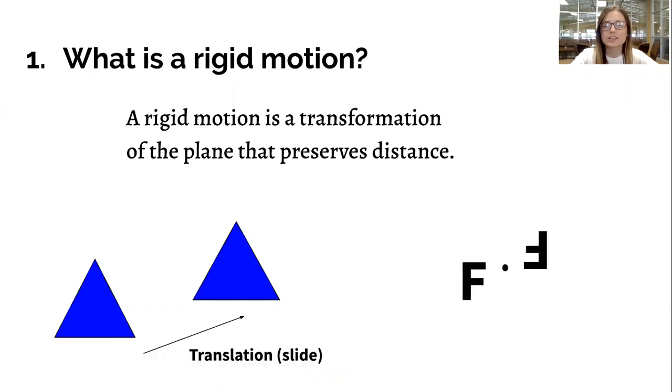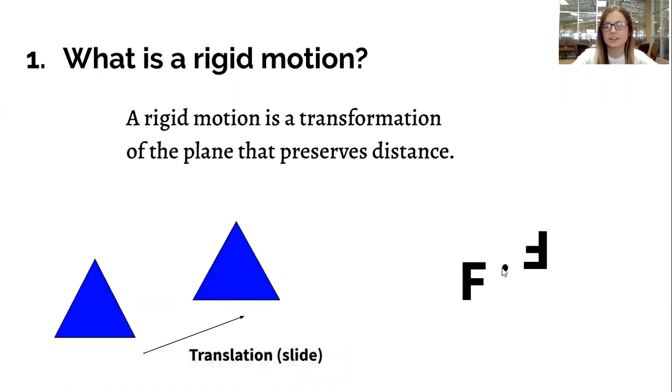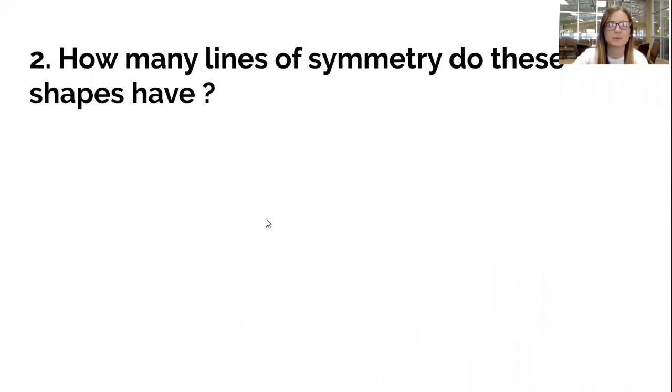And now there is this transformation. You see how this F is right here, and here's the center, and it is rotated to right here upside down, and it is rotated 180 degrees. It is a half turn. So this is a rotation, and this is a translation. Now let's go to question 2.